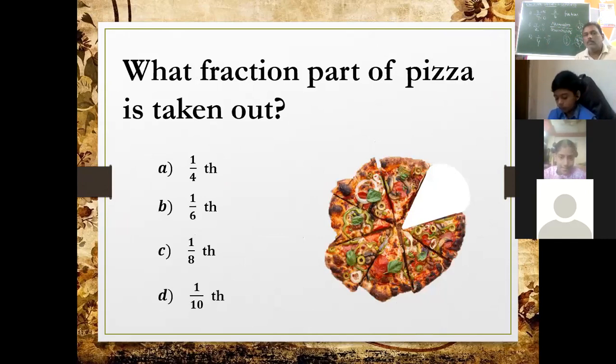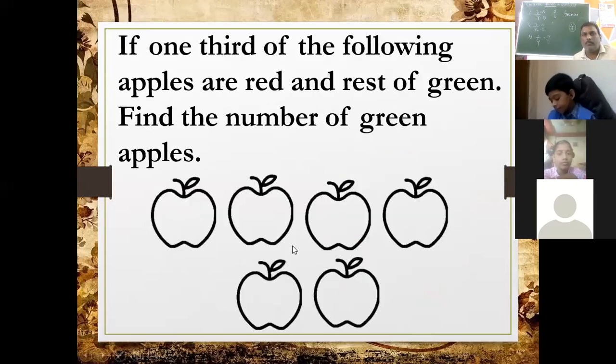Now look at this. In the earlier example, I said the pizza was divided into 8 parts. You can see here, one part is missing, one part is taken out. So which part is taken out? Out of 8 parts, the pizza divided into 8 parts, one is taken out. So the taken out part is 1 by 8. That is the answer, 1 by 8.